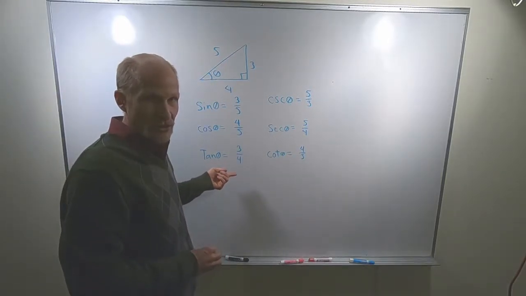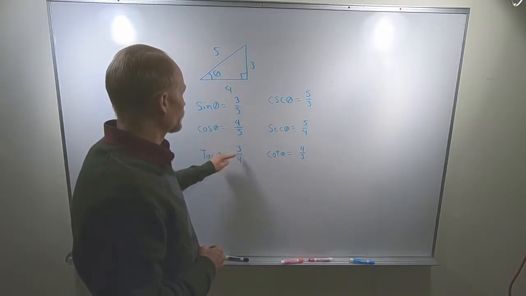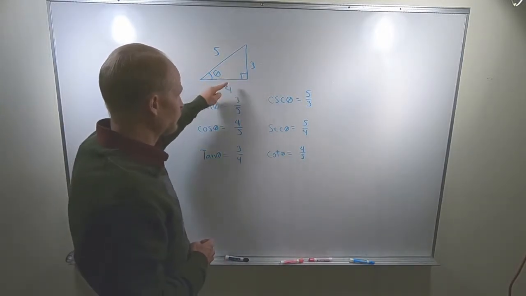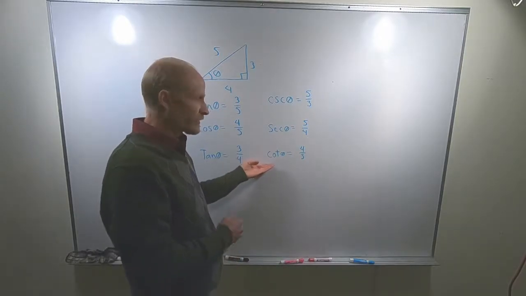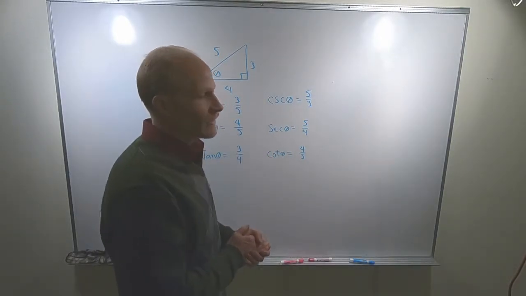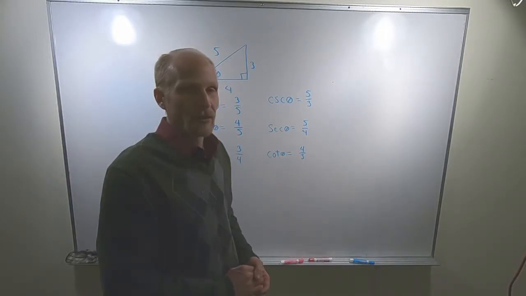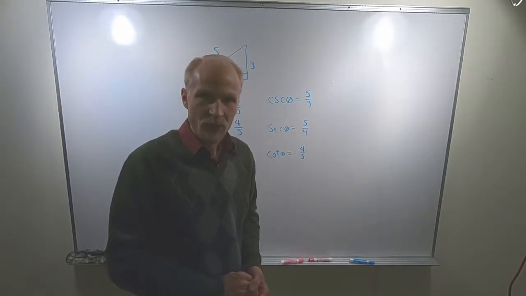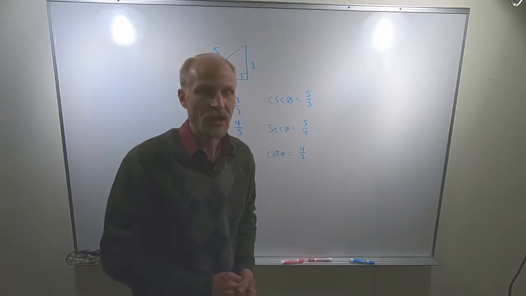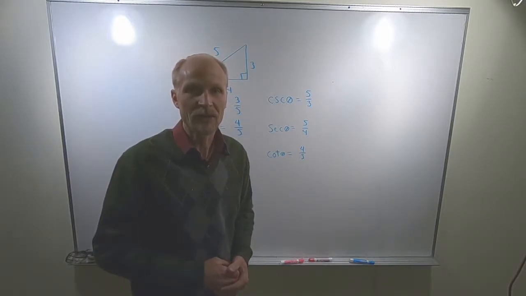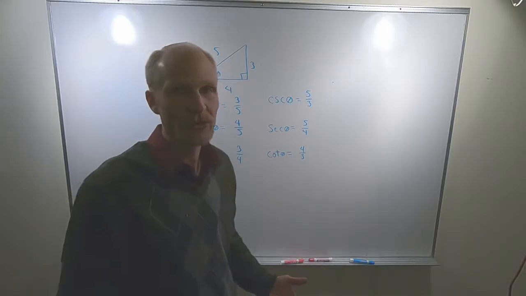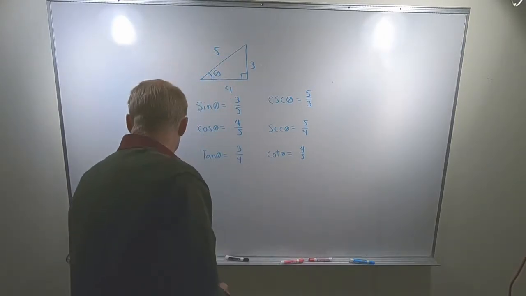Now with the tangent, we have opposite over adjacent, opposite side over adjacent side. The cotangent is the buddy to the tangent, and it is defined as adjacent over opposite. All right, I'm going to take a second and erase the board, and then I'm going to give you a quick example of how these might become useful.